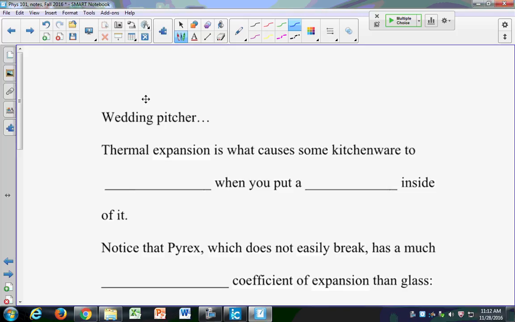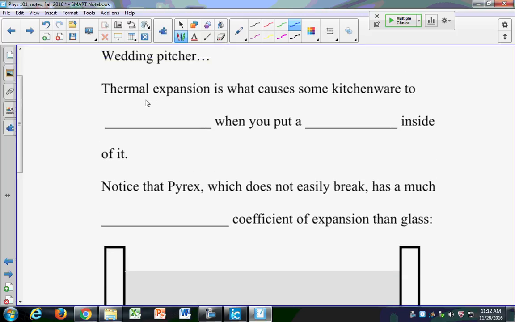And what happened when I poured the tea into the pitcher? It didn't shatter, but it cracked. My wife was across the room, and she could hear it crack. She said, is that our pitcher? Yeah.